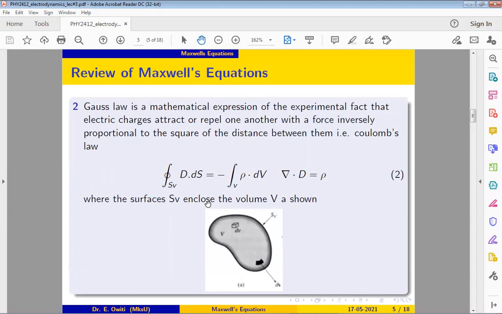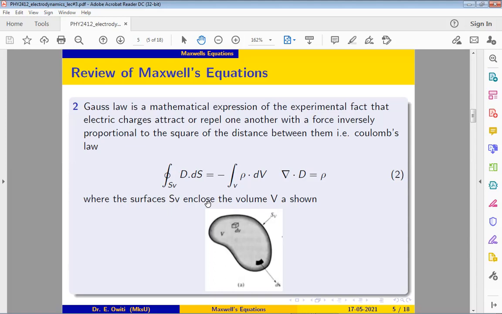All right. So Gauss law is a mathematical expression of the experimental fact that electric charges attract or repel one another with a force inversely proportional to the square of the distance between them. Reading that statement alone rings a bell, because that is what we started with in our very first lecture, Coulomb's law. When two charged particles are brought together, we can either have repulsion or attraction, and the magnitude of force between the charges is inversely proportional to the square of the distance between them.